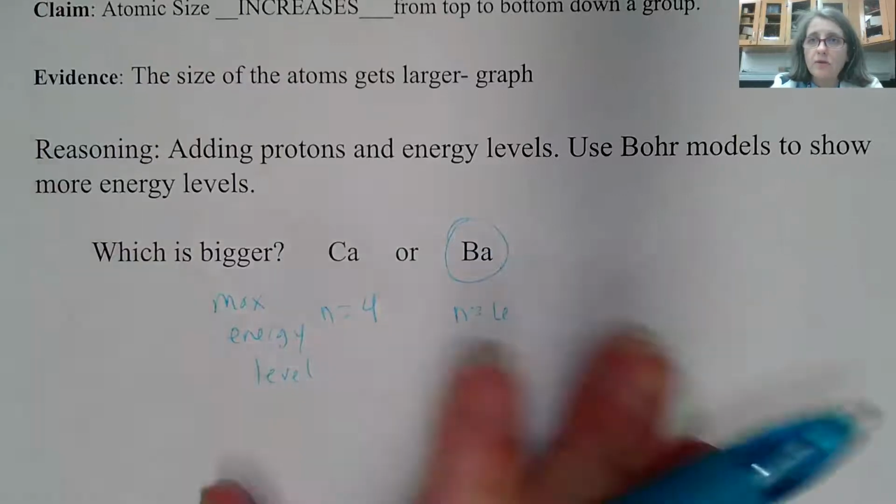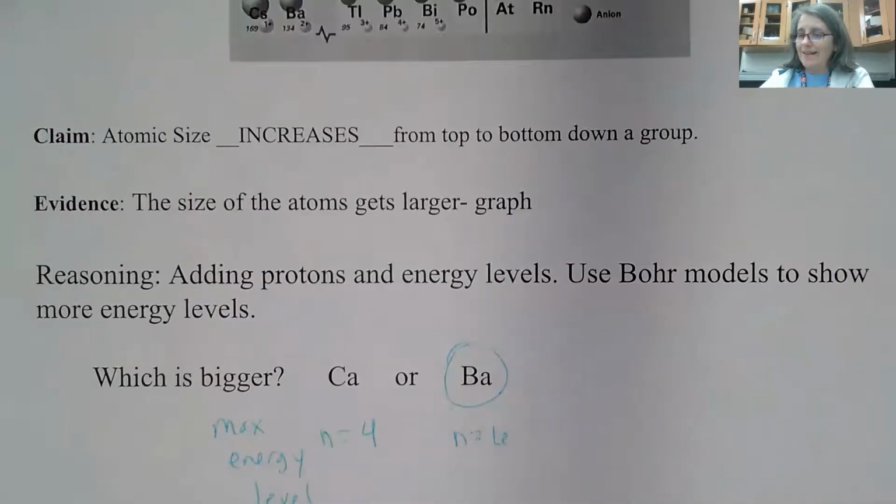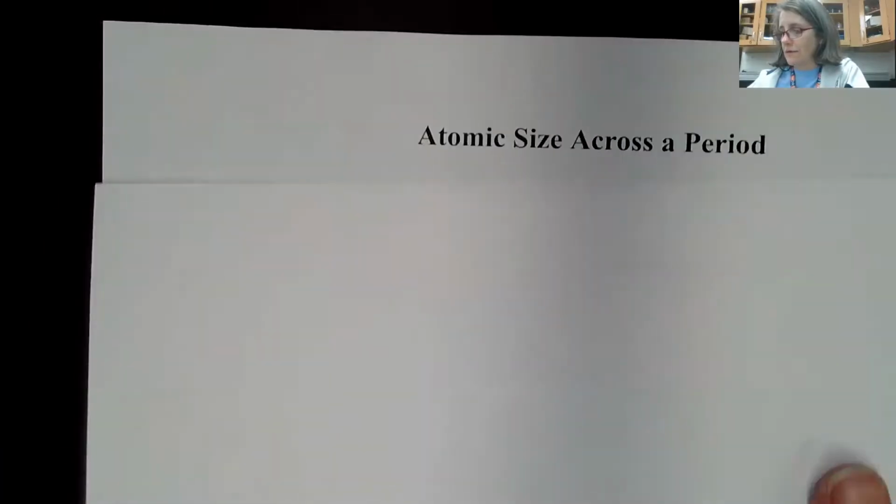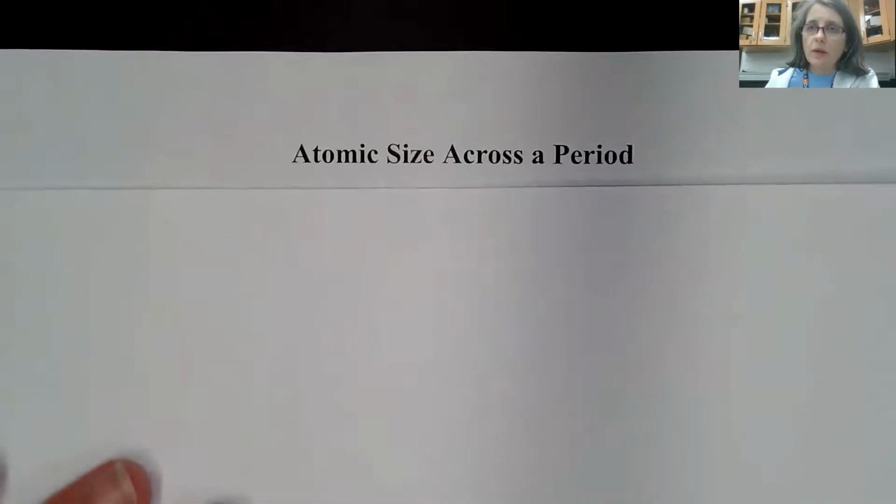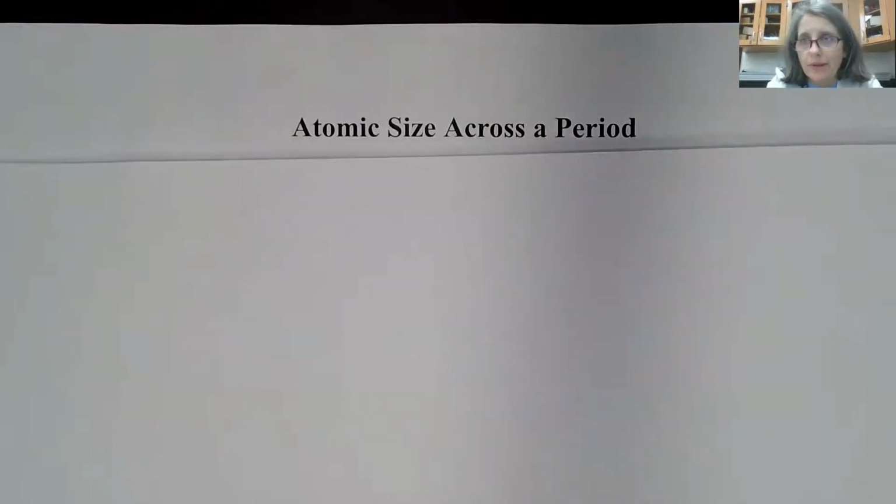So again, the trend is as you go down, you get an increase in size. The one that is the most confusing is the one where you go across the period. Across a period is from left to right on the periodic table. A period is a row on the periodic table. A group is a column on the periodic table.